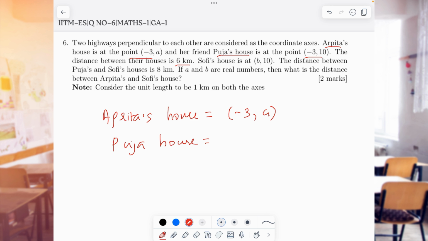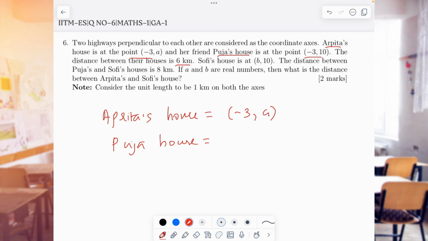Okay, fine. Now going on next, the distance between Pooja and Sophie house. Now one more thing to be noted, Sophie house is at the point b comma 10. So additionally we are including Sophie house, it is at the point b comma 10. Okay, now the next line they have given, distance between Pooja and Sophie house is 8 kilometer. So they also mention unit length 1 kilometer to be mentioned.